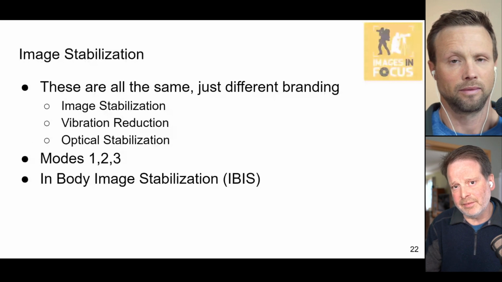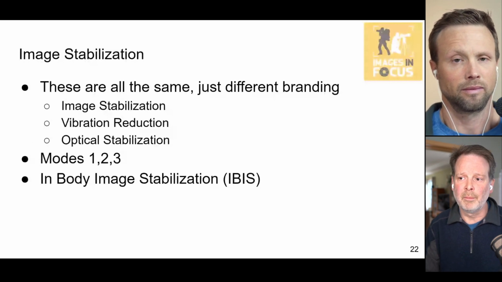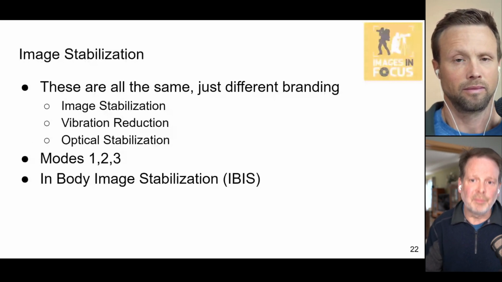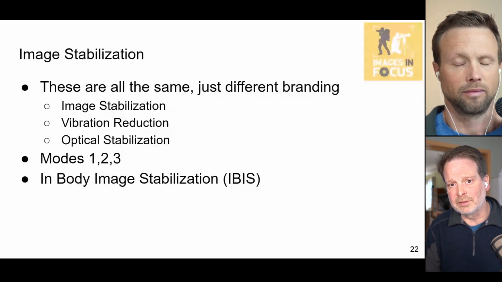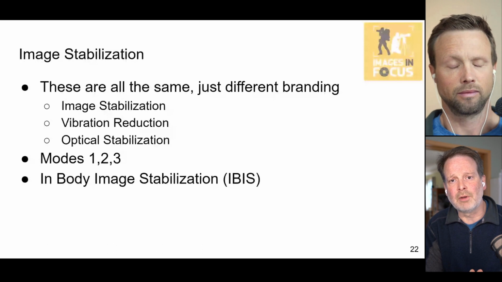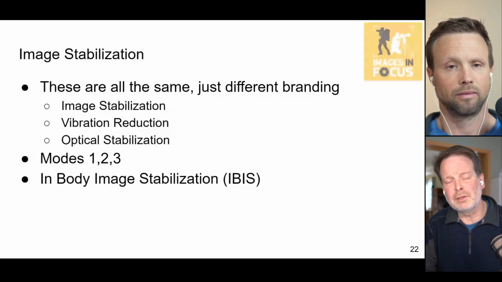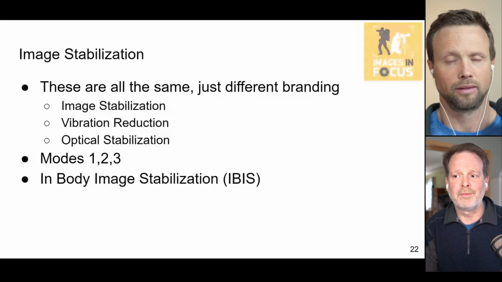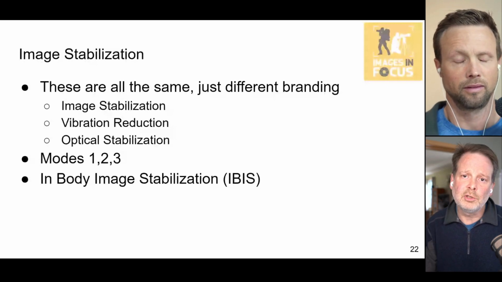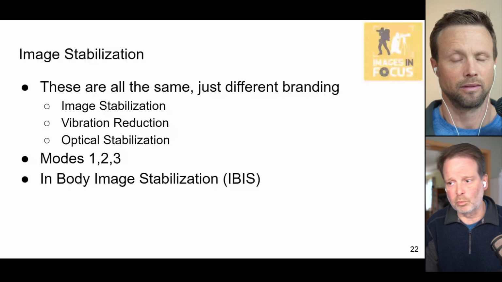And some lenses, the optical stabilization will work better than others. So again, something else for you to test and to consider when you're selecting a lens. You'll see that those lenses, oftentimes on the longer end, not so much on the shorter end, will have two or three different modes of image stabilization, mode 1, 2, or 3.